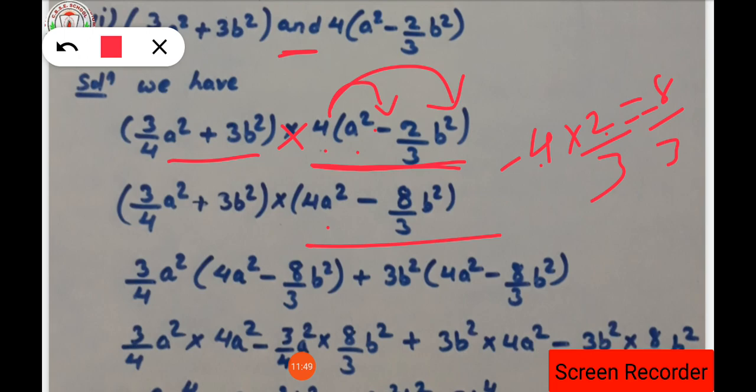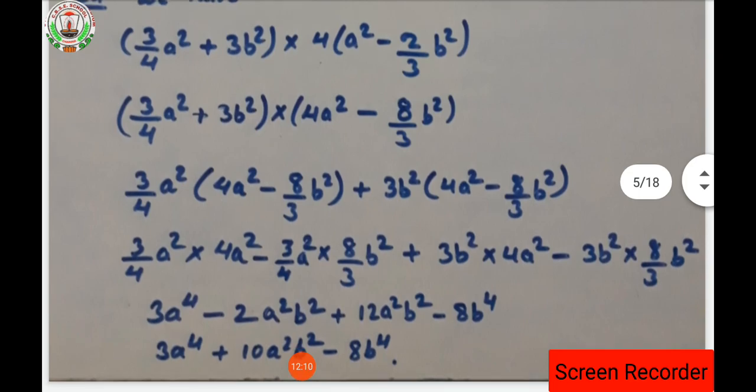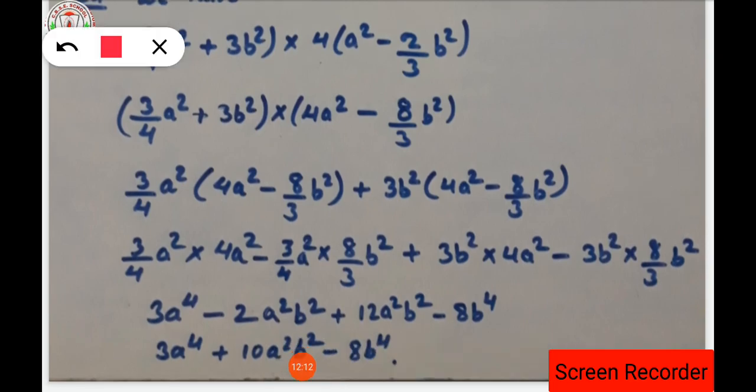Okay. Now we are going to multiply this 3 upon 4a square with 4a square, as well as with minus 8b square upon 3, and 3b square will multiply with 4a square minus 8 upon 3 b square. Clear, everyone? Now you know very well how to multiply. Now look once again at how to multiply.